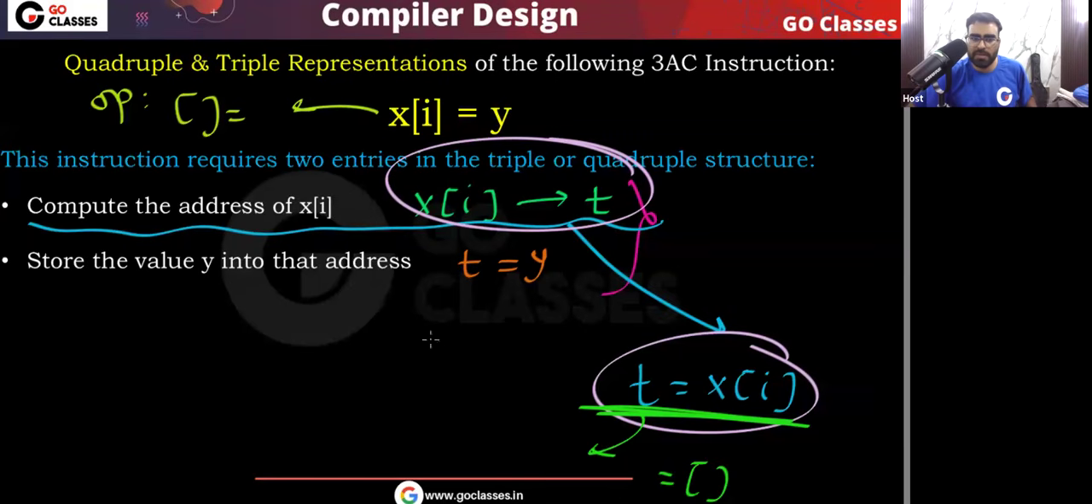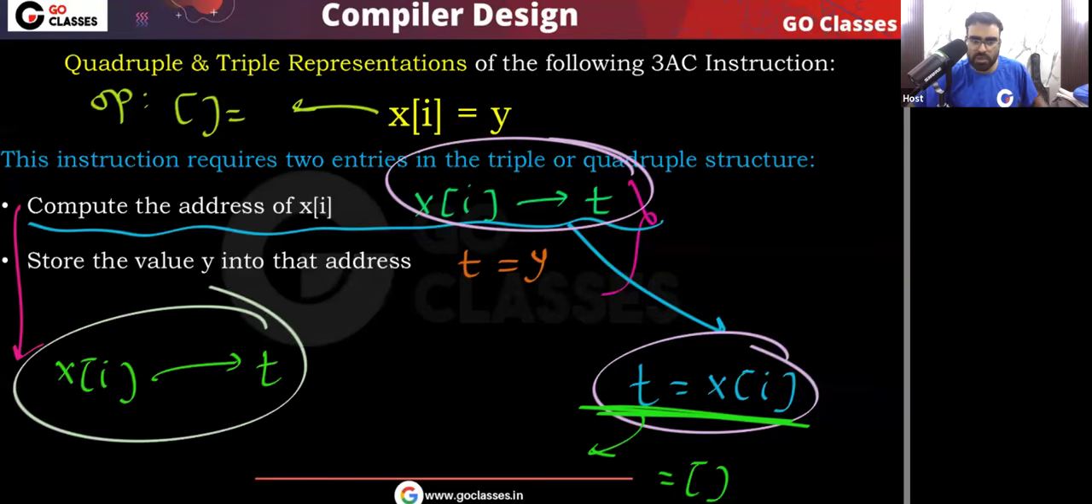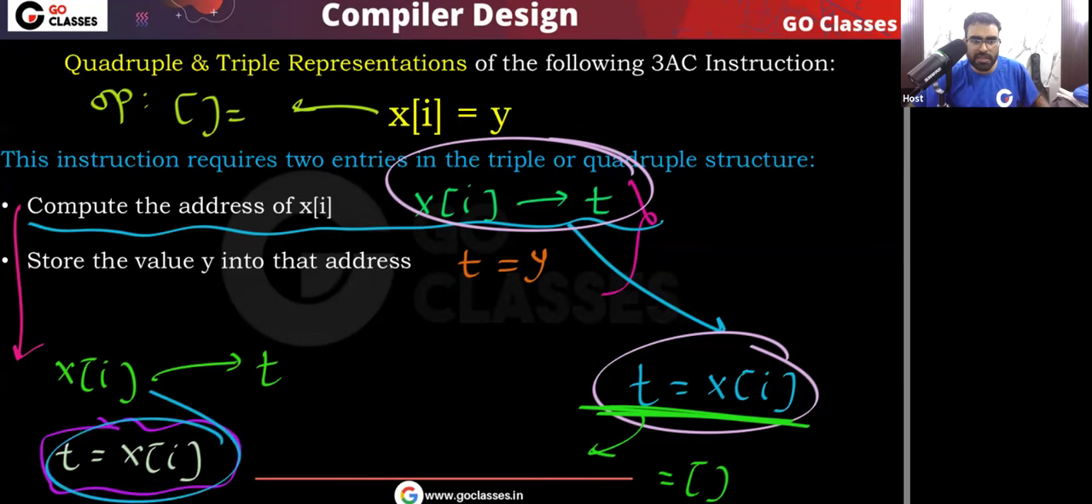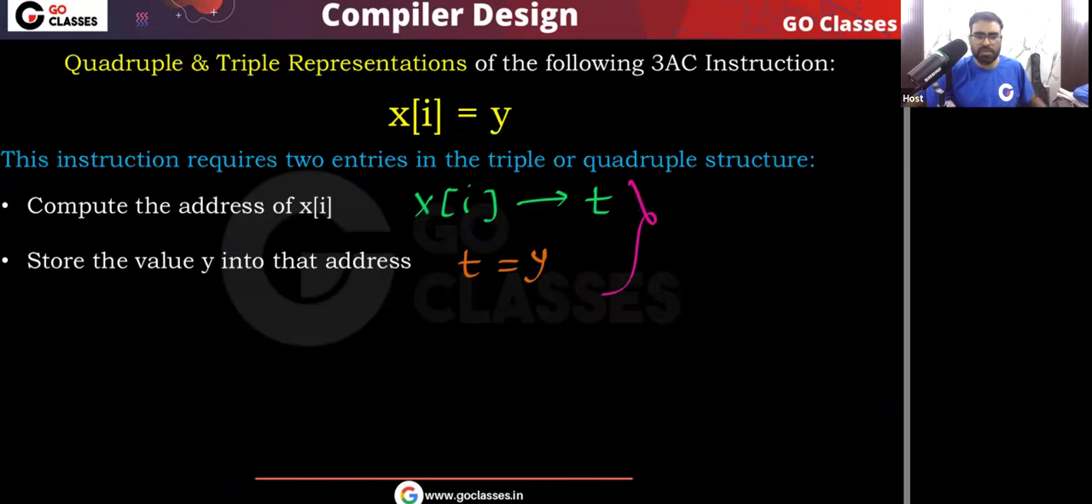Are you getting my point? What I'm saying is: compute the address of x[i], and store it in the temporary variable t. Now this is very easy to understand. But if I write the same thing the other way, then there will be a confusion. It's nothing actually, but there will be a confusion, because we have already seen that this bracket operator was for when it is on the right side of the assignment. So I don't want to confuse you. That is the reason I'm using this one. Okay, is this point clear?